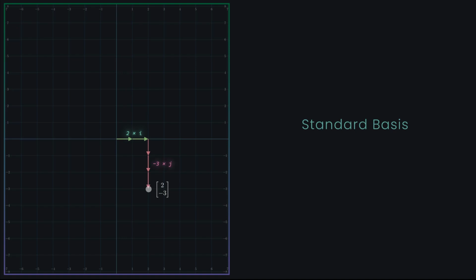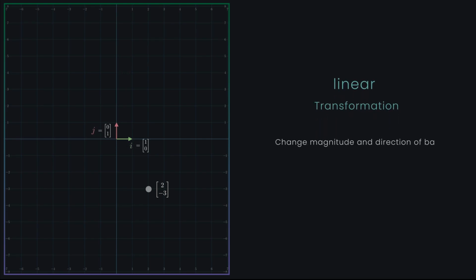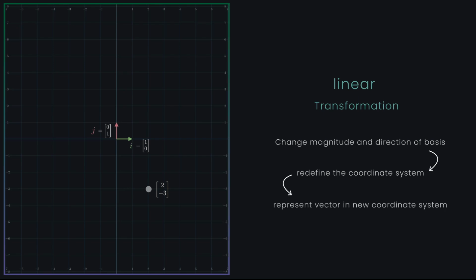But what happens if we change these standard bases? This is what we call transformation, or more specifically, linear transformation. In a transformation, we change the magnitude or direction of the basis vectors and redefine the coordinate axes based on these new bases. Ultimately, we can represent all the vectors we had before in this transformed space.